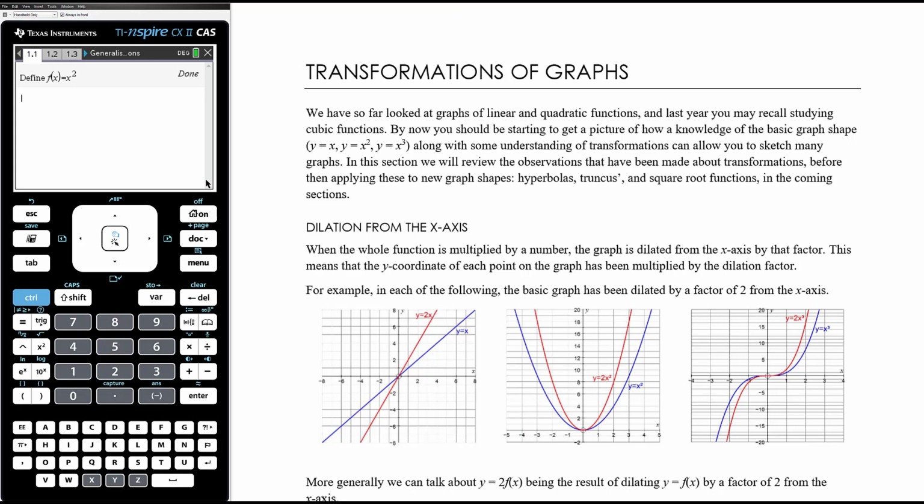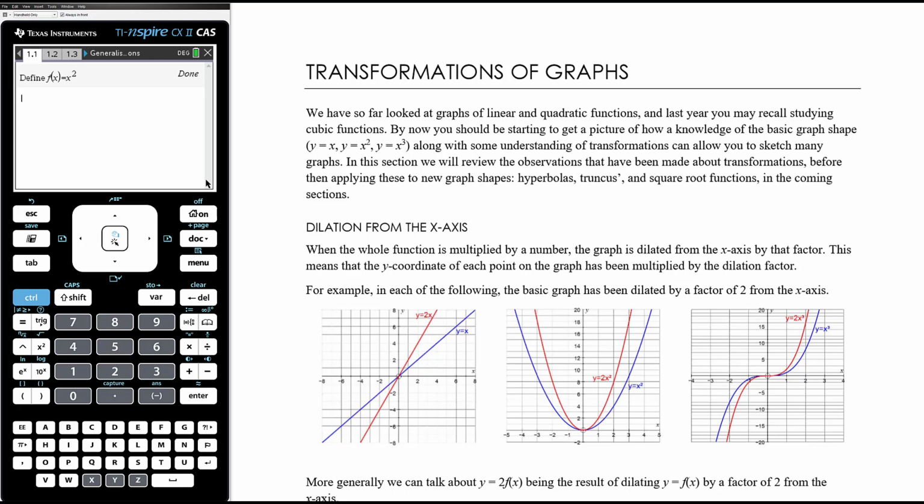Okay, so in this video, before we get into introducing a whole lot of new graph shapes, although we do now look at some of these graph shapes in the latter part of Year 10, so some of them should be familiar, but I'm going to treat these lessons as if you haven't ever seen this before. So before we get into introducing the hyperbola, the truncus, the square root graph, circles, semicircles, etc., I want to talk generally about our growing understanding of transformations of graphs.